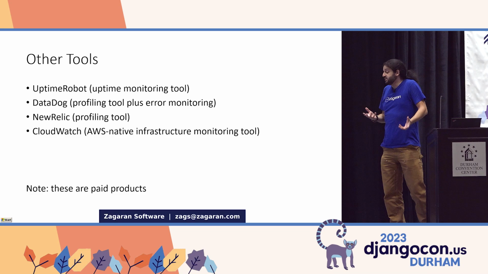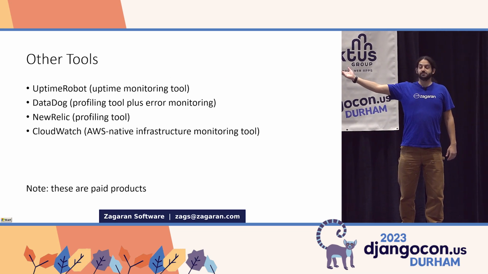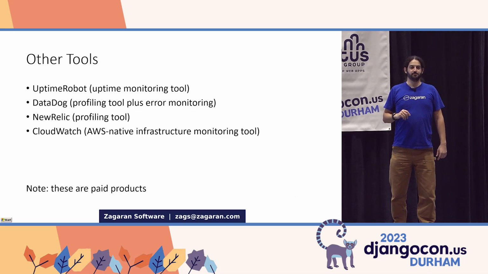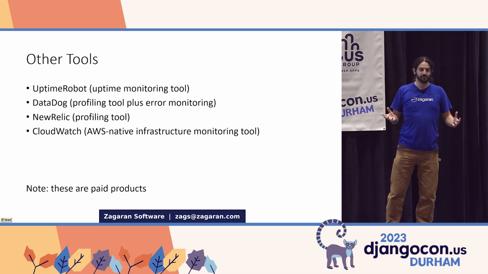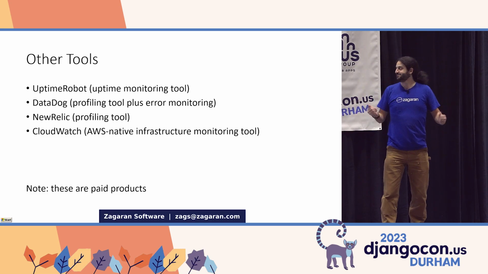Now, code errors is not necessarily the only thing you might want to fix. If you want to know, is my application up? Uptime robot, single purpose tool. It polls your application every so many minutes, sends you an email if it's down, sends you an email when it's back up. It's great.